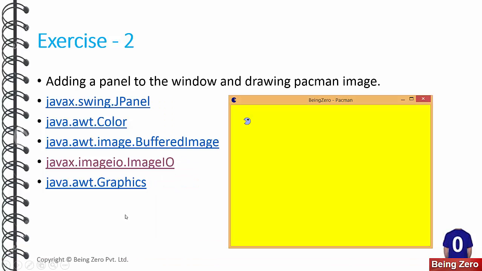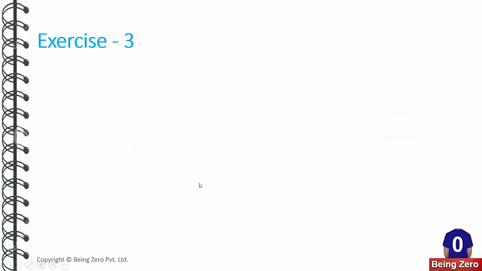So till video 2 what we have achieved is we were able to add a panel to our JFrame, and we were able to load the Pacman image, and out of the complete image set we were able to display one particular image of Pacman. So in exercise 3 our goal would be to animate that Pacman image. So basically we want to show the Pacman moving its mouth open and close.